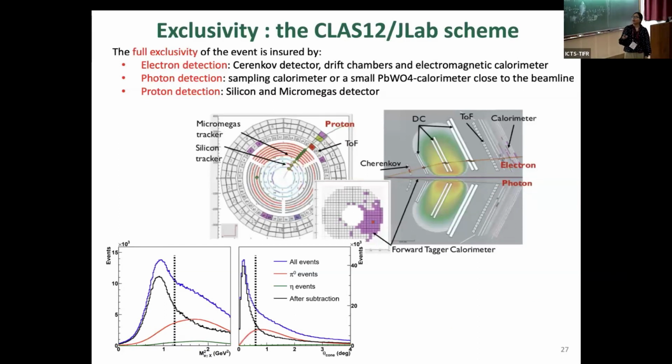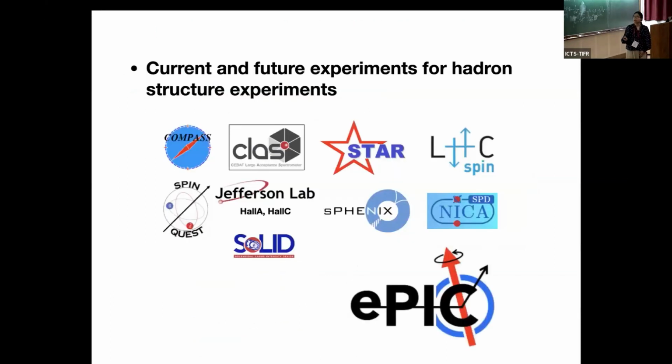And the other way to ensure exclusivity, as I mentioned, is just doing the full reconstruction. To do that, you need to have a really good detector system. This is one of the CLAS experiments that JLab, again, is doing. They have a quite good detector package of multiple systems. So you can have an electron detector system, a photon detector system, and also a proton detector system. You can measure them all and reconstruct the mass and also the angle from the full kinematic reconstruction.